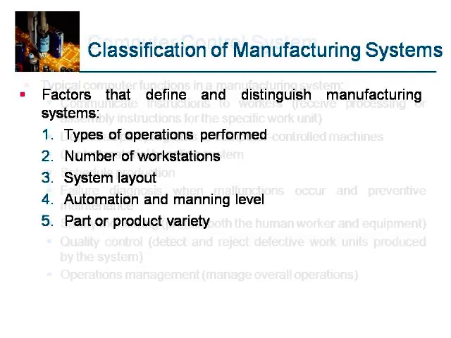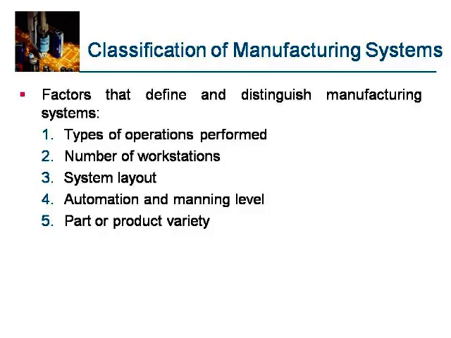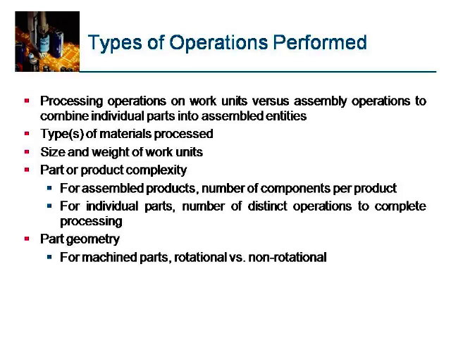Let us now classify the manufacturing systems accordingly. Factors that define and distinguish manufacturing systems are types of operations performed, number of workstations, system layout, automation and manning level, and part or product variety. Types of operations performed: processing operations on a work unit versus assembly operations to combine individual parts into assembled entities.